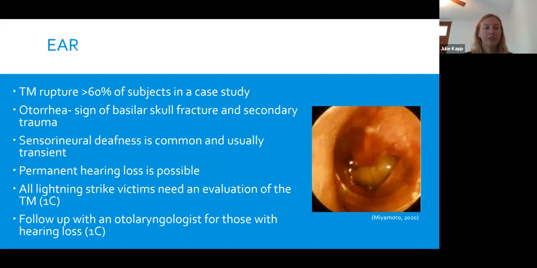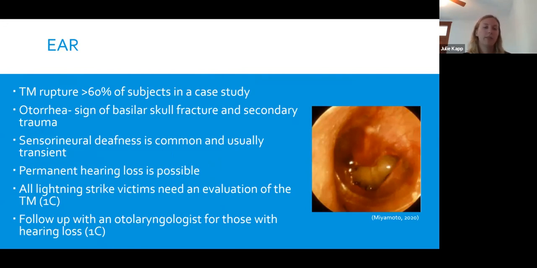So the next group of injuries is the ear. Tympanic membrane rupture is pretty common. In a case study, over 60% of subjects had suffered a rupture, which also makes sense because it's highly innervated, so it's a low resistance pathway. Rupture can occur from either blast trauma or the electrical injury.